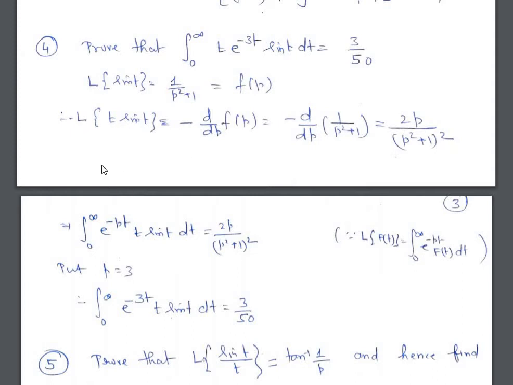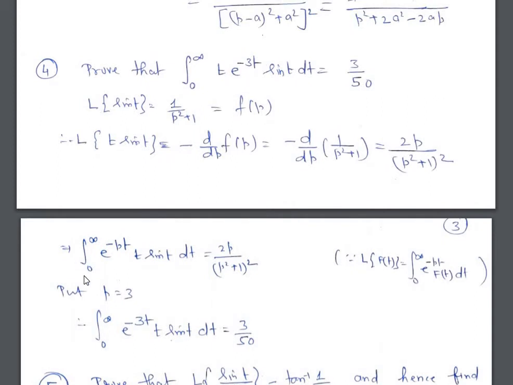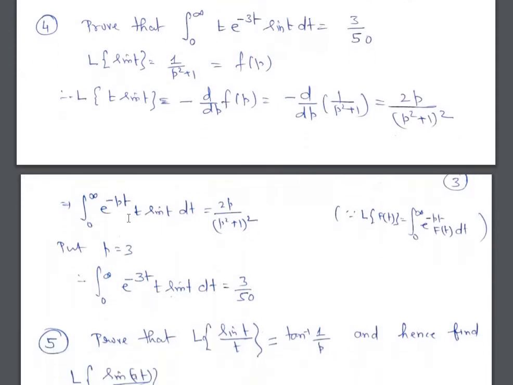Now, this is the Laplace transform of t sin t. So by the original definition, we have this as the integral from 0 to infinity of e to the power minus pt t sin t dt, equal to 2p upon (p square plus 1) whole square. Therefore, here if we put p equal to 3, looking at what we have to prove, we take p equal to 3. So we have the integral from 0 to infinity of e to the power minus 3t t sin t dt equal to 3 upon 50.